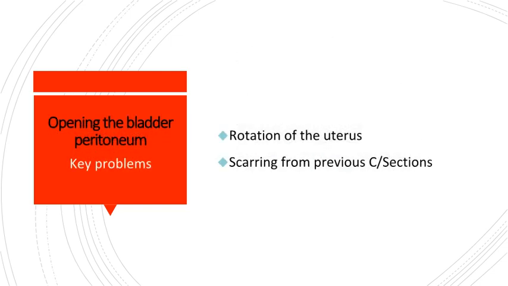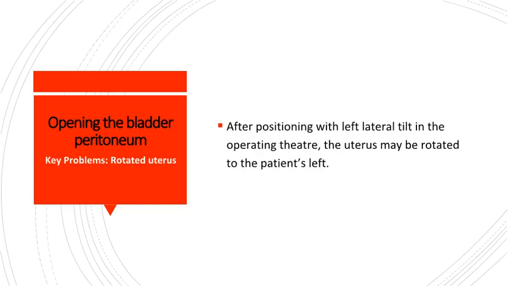While opening the bladder peritoneum is a routine part of cesarean sections, several factors must be kept in mind to avoid complications and ensure patient safety. In the operating theater, the patient will lie tilted to her left side to avoid hypotension from compression of the aorta and vena cava. With this left lateral tilt, the uterus may twist even further to the patient's left.